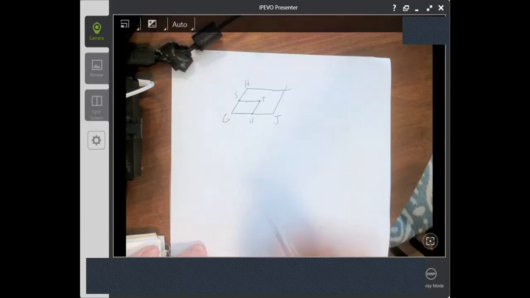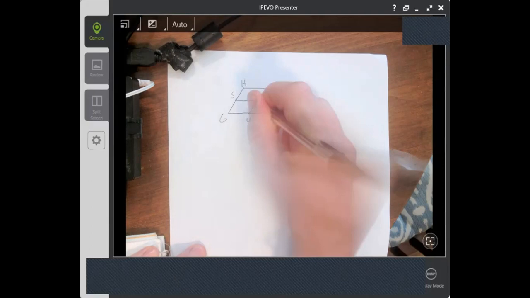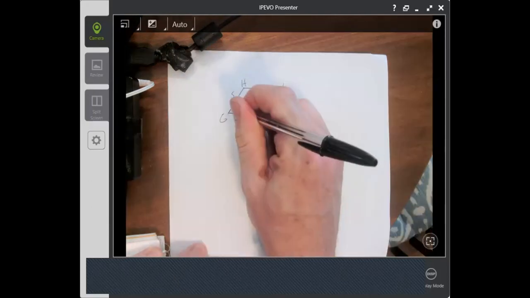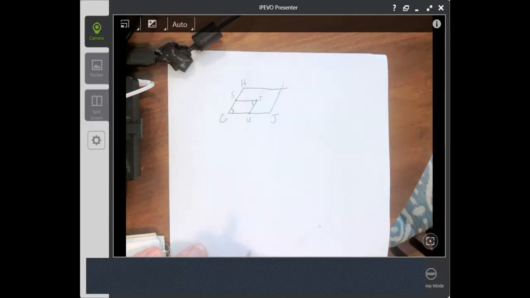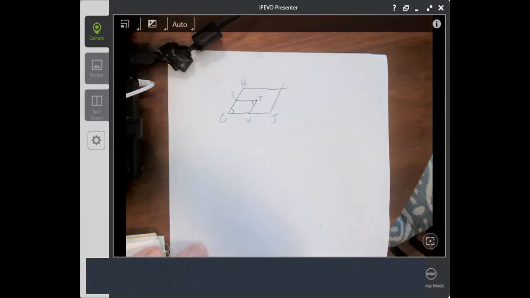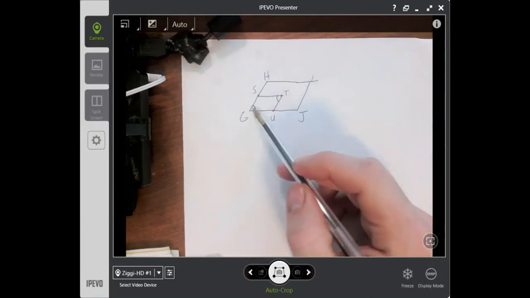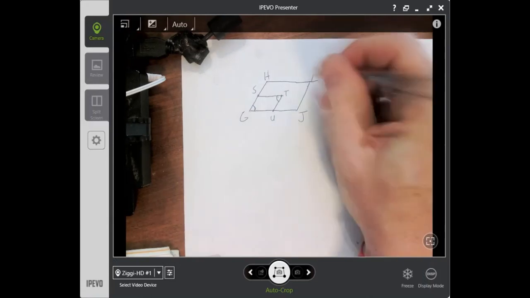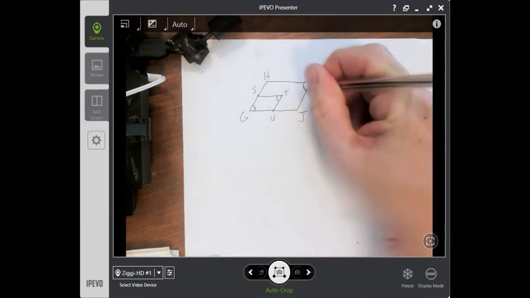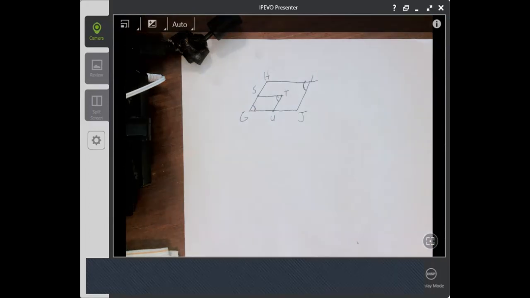In a parallelogram, the opposite angles are congruent. The opposite sides are congruent, but we're worrying about the angles right now. So angle G is congruent to angle T in the smaller parallelogram. But angle G is also part of parallelogram GHLJ, so angle G has to be congruent to angle L as well. So that's everything that we have in the picture right now.